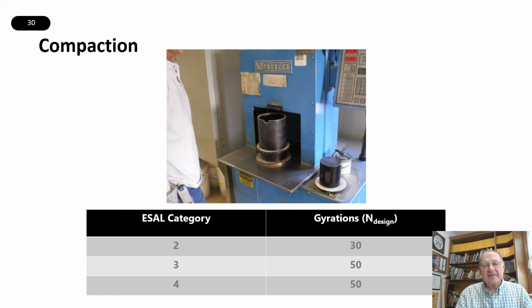We're going to compact it in a gyratory compactor, and in the specifications, it will tell us the number of gyrations to be used. For the lowest volume, it's 30 gyrations. For categories 3 and 4, it's 50 gyrations.